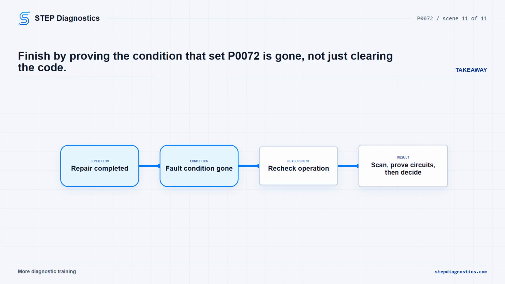Takeaway: use scan data first, then prove the low reference, the signal circuit, and the sensor response before replacing anything.